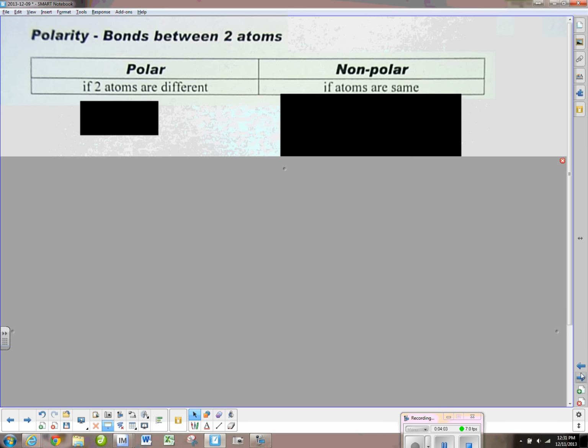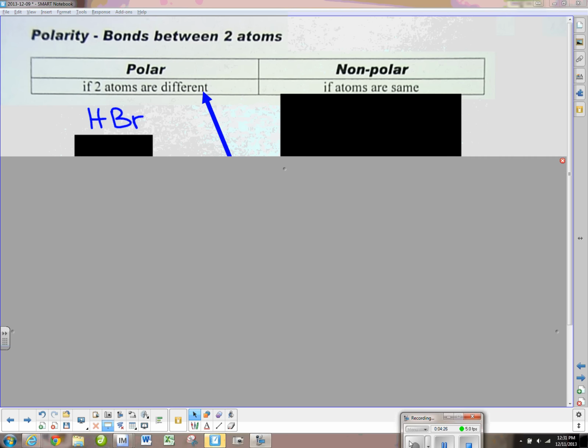So on this page, we're just doing a review now of what we did in that first part, and that is that if two atoms are different, we are going to have a polar bond. So this is strictly for bonds. So polarity between bonds, if the two atoms are different, it's going to be a polar bond. It's so easy. So HBr, as you could probably guess, that's going to be a polar bond.